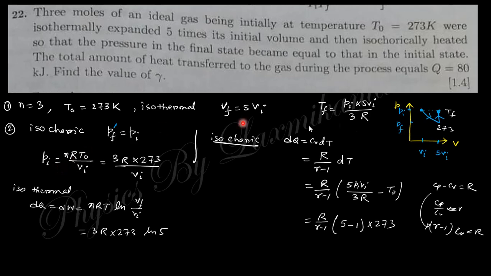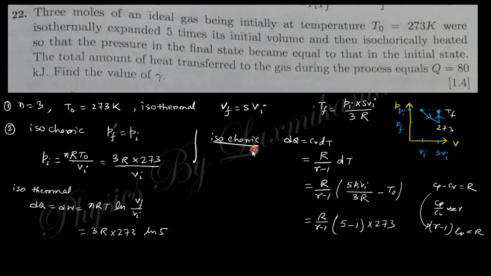So the pressure at this point, Pi, equals nRT0 by Vi. So this is the pressure. And the heat transfer during this process: dU equals 0 because this is an isothermal process. So dQ equals dW. So W equals nRT ln Vf by Vi. This is the isothermal process work done. So n equals 3, R equals R, T is this, and Vf by Vi is 5. So this is ln 5.